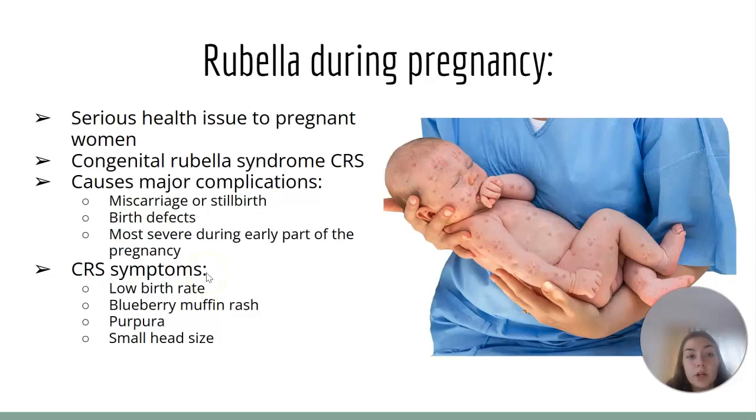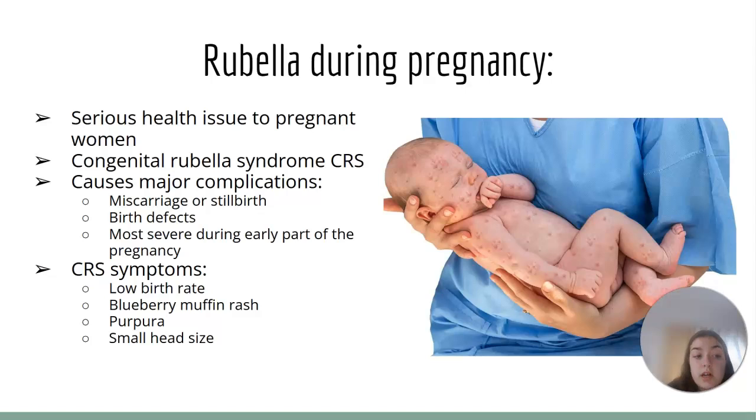So, rubella during pregnancy is a serious health issue to pregnant women, and it's called congenital rubella syndrome, or CRS, which is preventable by getting the vaccine before pregnancy occurs, but it causes major complications such as miscarriage or stillbirth, birth defects, most severe during early stage of pregnancy, around 13 weeks of pregnancy. And CRS has become pretty rare in the United States because of the spread of the vaccine.